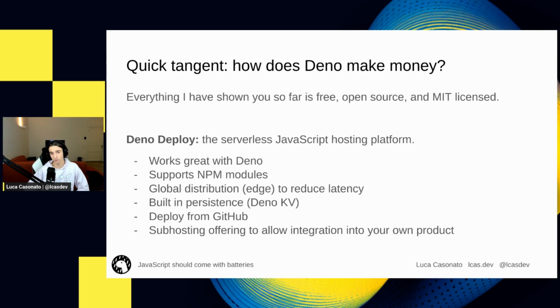So Deno has a hosting product called Deno Deploy, which is a serverless JavaScript hosting platform that works great for Deno projects, but you can also run Node projects on there. It supports NPM modules out of the box, has global edge distribution to reduce latency for your customers, and has built-in persistence in the form of Deno KV. You can deploy directly from GitHub, and it has an offering for enterprises like Netlify, for example, to offer integrations into your own product. And the reason I mentioned Netlify is because Netlify Edge Functions is actually built on top of Deno Deploy.